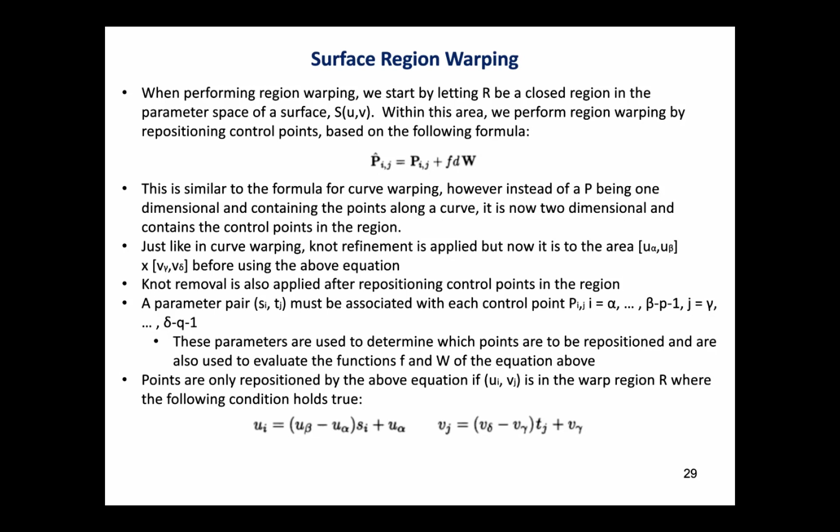These parameters are used to determine which points are to be repositioned, and are also used to evaluate the functions f and w of the equation above. Points are only repositioned by the above equation if u sub i, v sub j is in the warp region R, where the following condition holds true, and there's the condition. I'll give us a sec to take a look at that before we move on to the next slide.